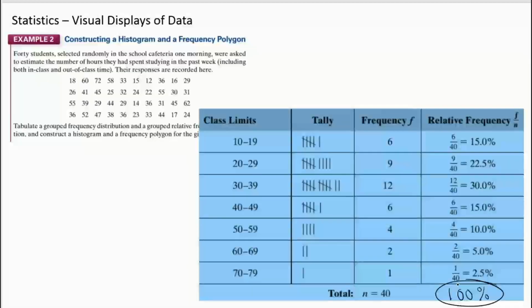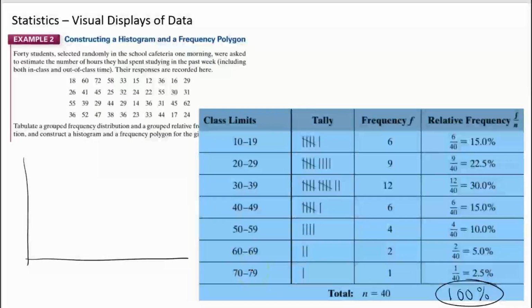Now what I'm supposed to do is create a histogram for this. You could draw this for yourself without a doubt. When you draw a histogram, you need a vertical line and a horizontal line. And you're going to draw how many rectangles? Well, one for each class: 1, 2, 3, 4, 5, 6, 7 rectangles.